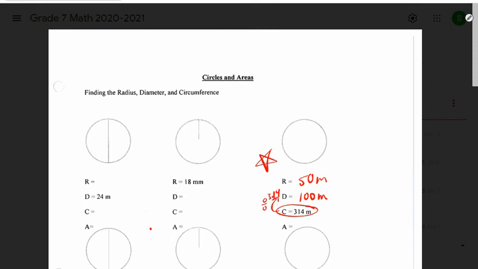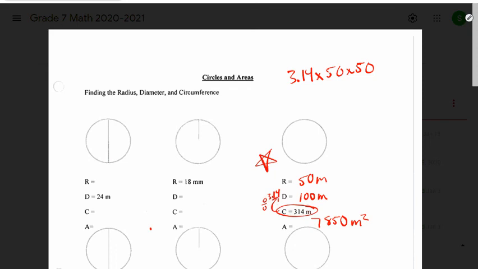And now to find the area, I'm going to take 3.14 and I'm going to do 2 radiuses, 50 times 50. So 50 times 50 times 3.14 on a calculator, and you should get 7,850. And now these are meters. Again, now area, they have the square.